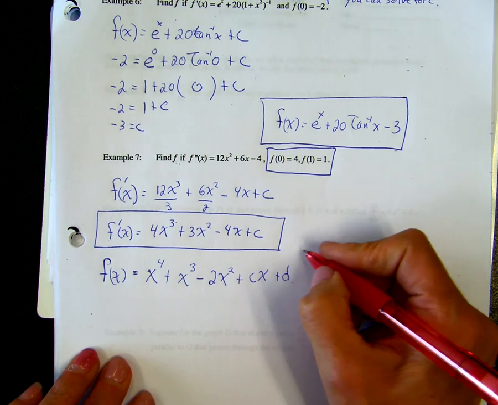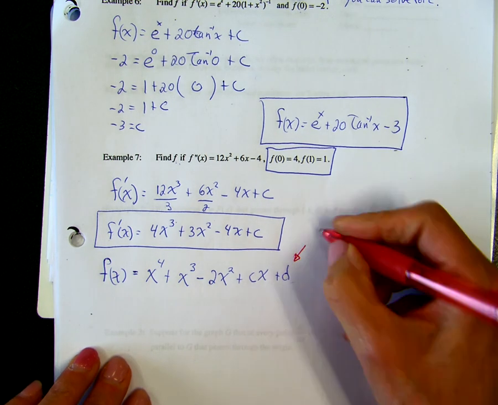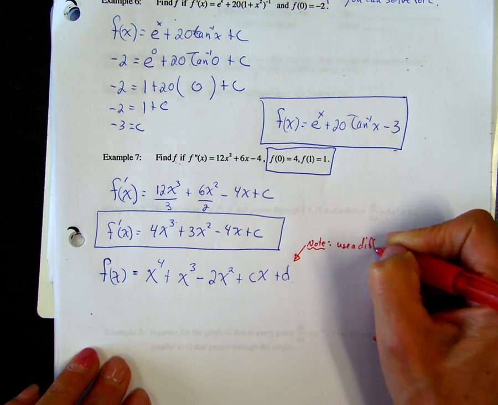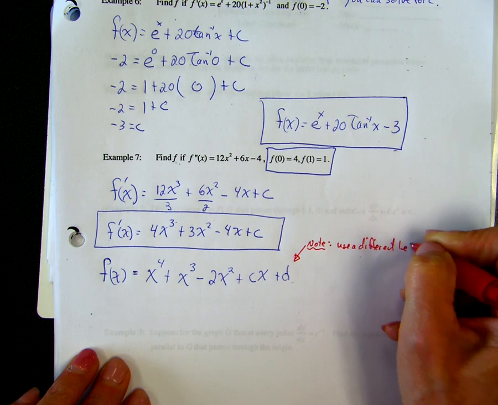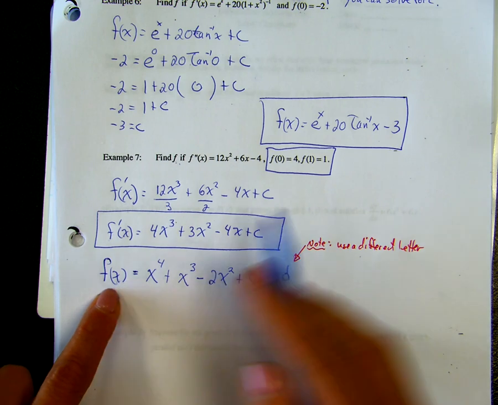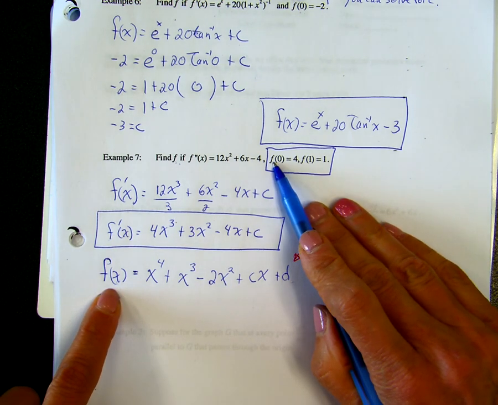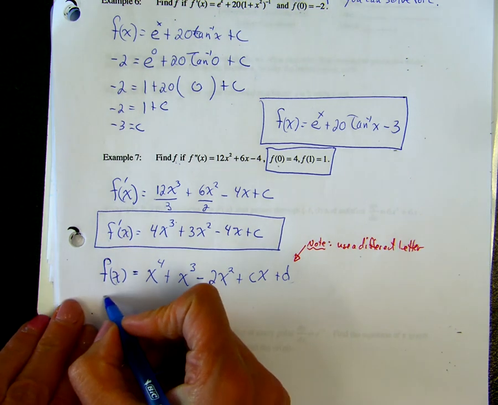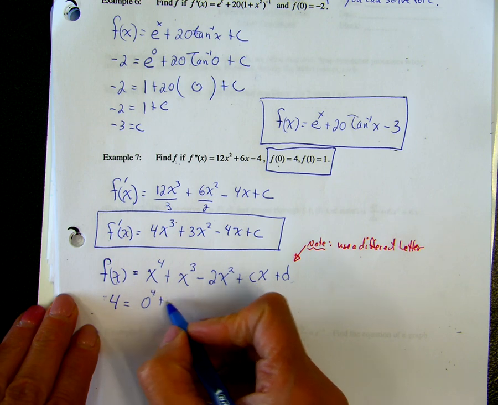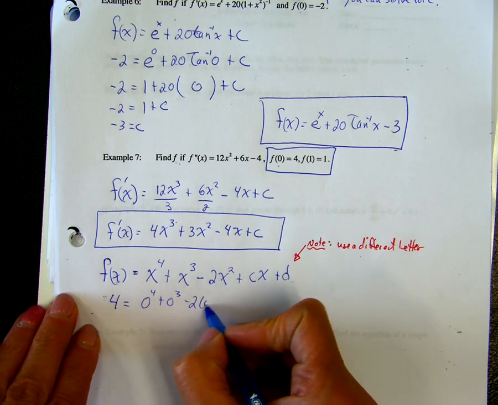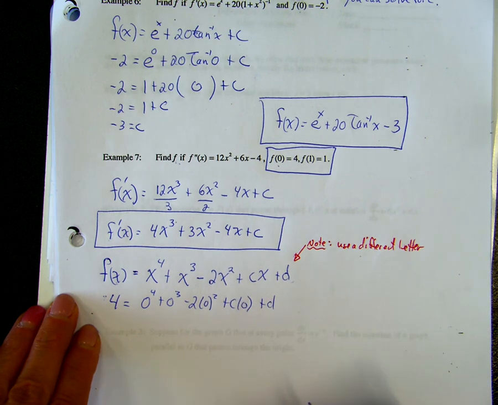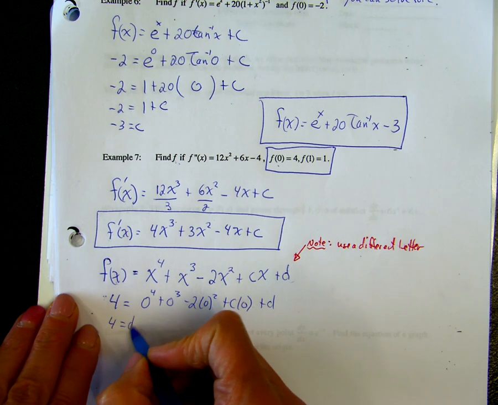Okay, so just a little note. Use a different letter because these are different constants. Okay, so there's f of x. Let's go back to our initial condition. The function at 0 is equal to 4. So if x is 0, y is 4. 0 to the 4th plus 0 cubed minus 2 times 0 squared plus c times 0 plus d, which tells me that 4 is equal to d.